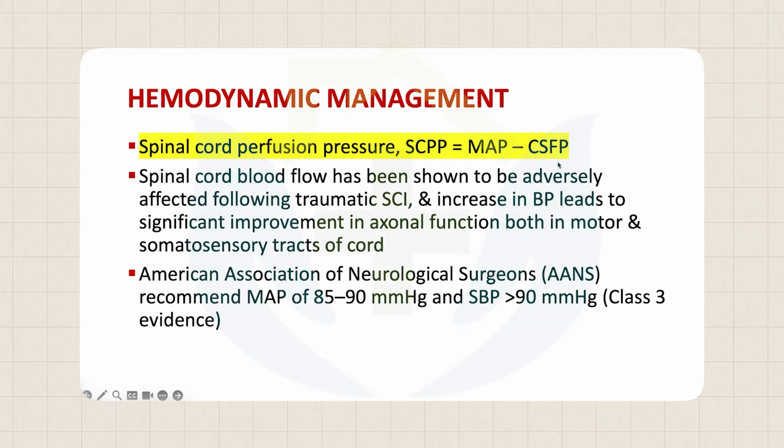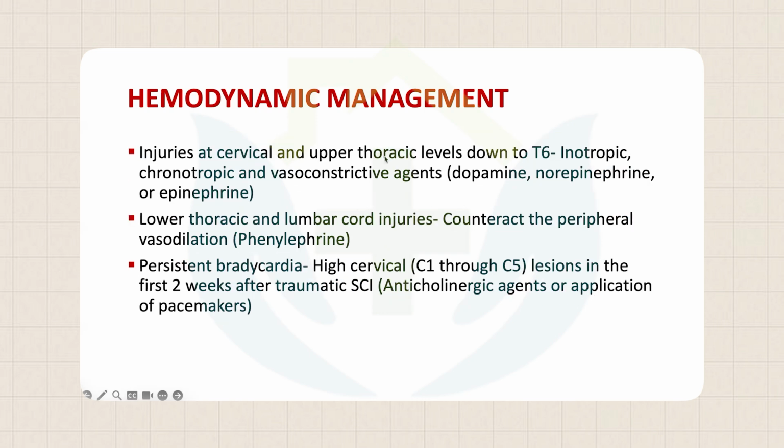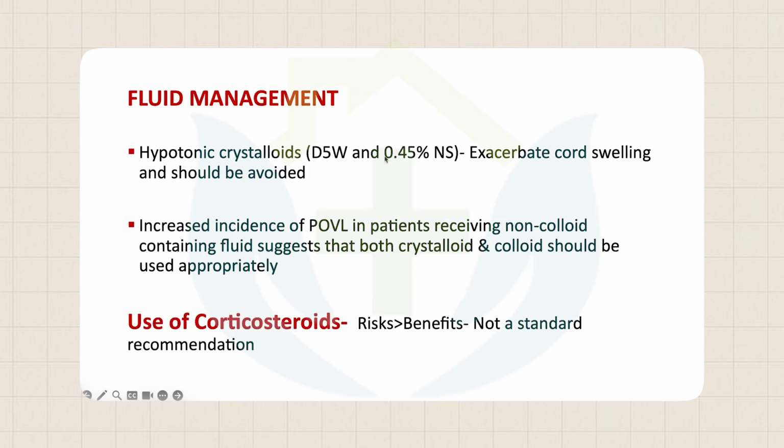If you don't have a CSF pressure to measure, you can take a surrogate like 15. So your adequate perfusion, MAP minus 15, should be at least 70. So you should maintain a MAP of 85 to 90. That's how you maintain a perfusion of around 70. And other than that, mostly I have already covered. You should avoid hypotonic fluids like you avoid in brain injured patients.